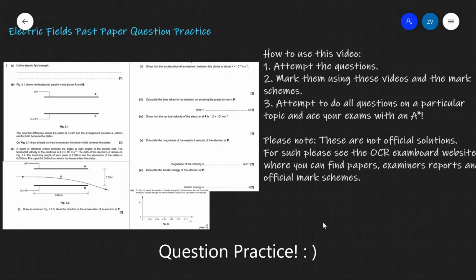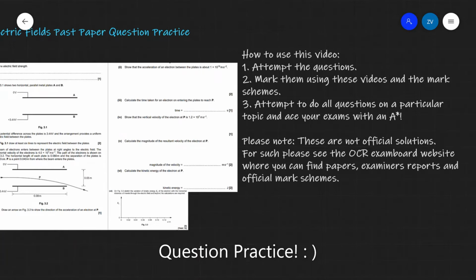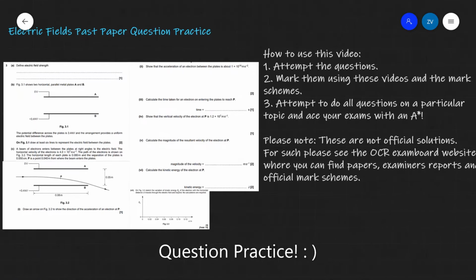I'm going to be doing the questions on the OCR Physics A examination. However, the physics behind them is very much transferable to all physics exam boards. Please note, however, that these are not official solutions, and if you're seeking official solutions and the papers with their official mark schemes, please visit the OCR website, and I've also included a link to the OCR website in the description below.